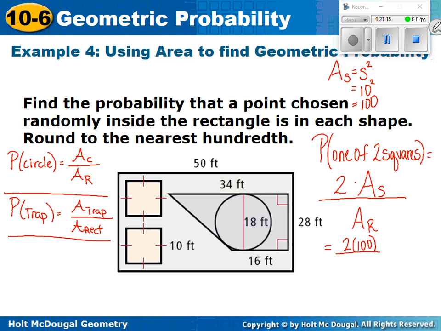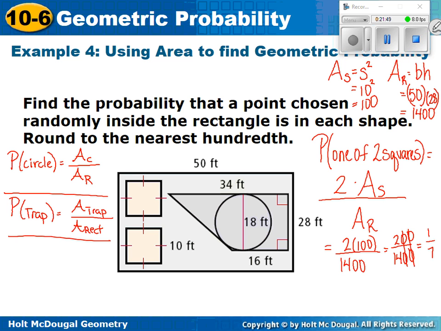over. Now let's find the area of the rectangle. What's my formula? Base times height. What's the base? 50. What's the height? 28. What's 50 times 28? 1,400. So now we put that in the bottom. That gives me 200 over 1,400, which reduces to 1/7.